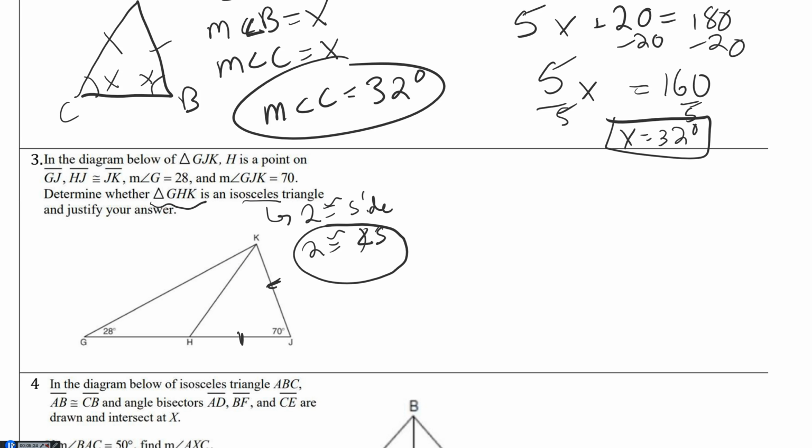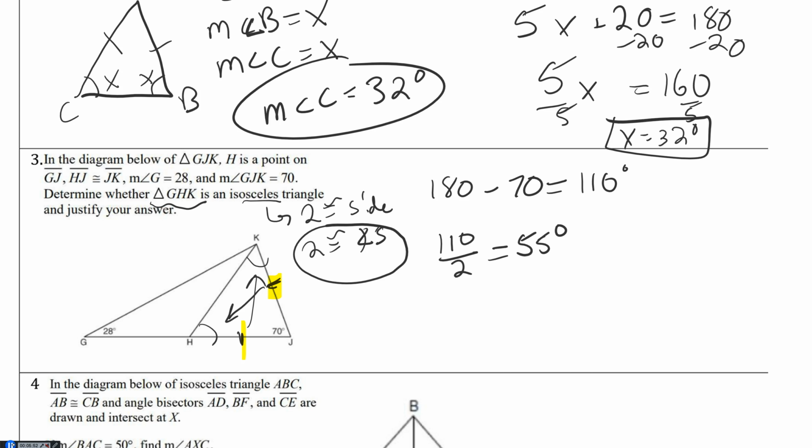Okay, so the first thing I notice is that in the small triangle on the right, I've got two congruent sides, which also means that there are going to be two congruent angles across from those sides. So I can do the same thing I did in the first problem, where I take 180, subtract 70, because all of the angles in a triangle must sum to 180 degrees, get 110 degrees. And since there are two congruent base angles, I can divide that 110 by 2 to get 55 degrees for both these angles, this angle right here and this angle right here.